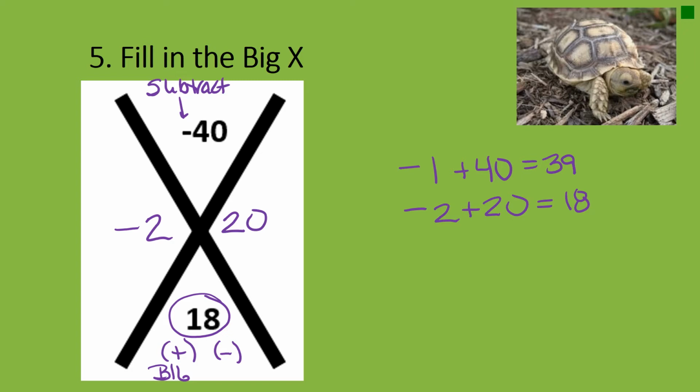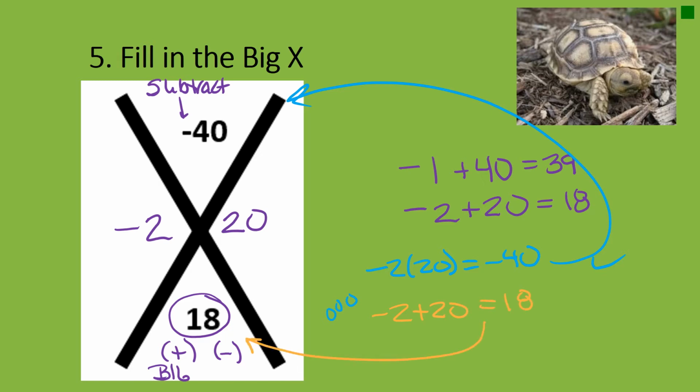Now, you should take a moment here and double, triple check. Here's what's going on in your head. Is negative 2 times 20 equal to negative 40, my top number? Yep. Is negative 2 plus 20 equal to 18, and it's positive, which is my bottom number? Yep. That's how I know those are the right numbers.